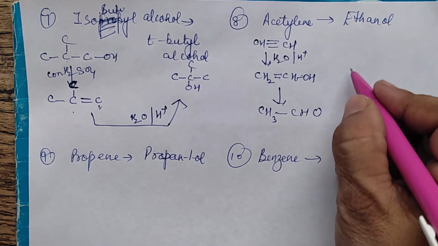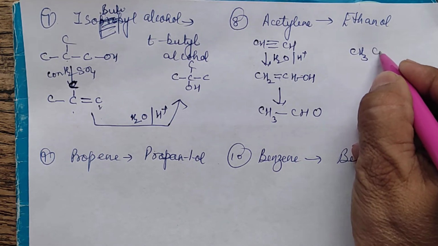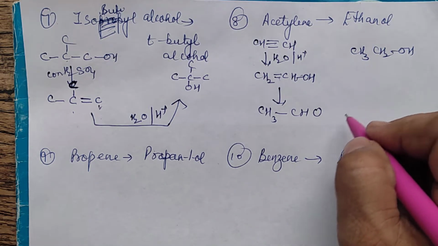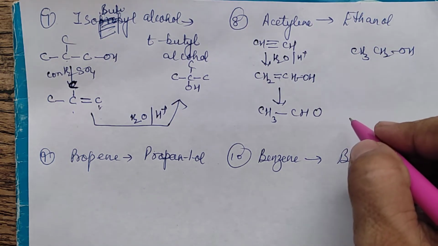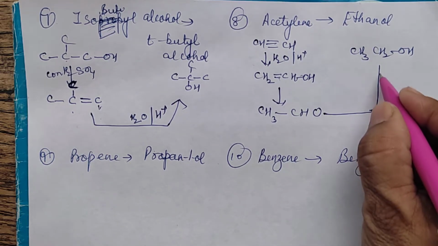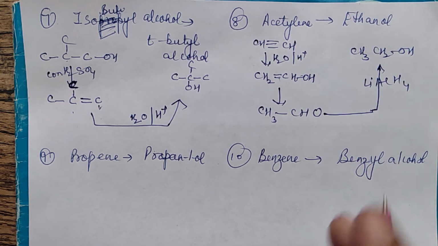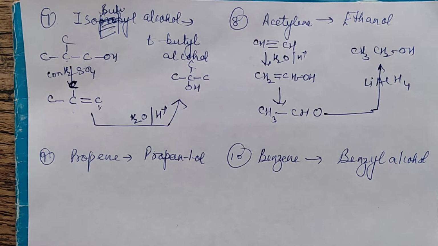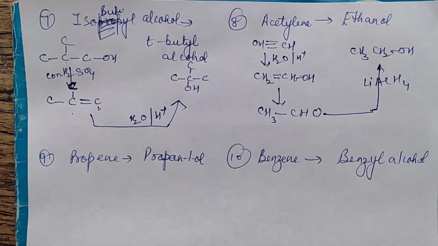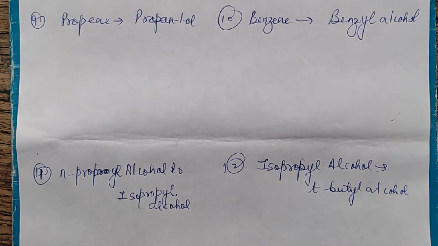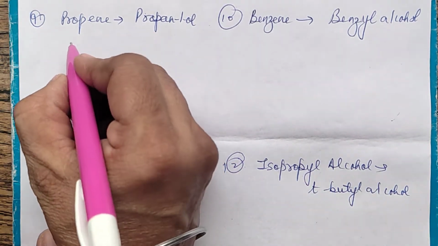From acetaldehyde, you can prepare ethyl alcohol. You are not increasing the carbon atom, so you do not think of Grignard reagent here. Just use LiAlH4. If not, simple catalytic hydrogenation also will do: nickel, platinum, palladium and hydrogen. Right? The next one. From propene, you are preparing propan-1-ol.